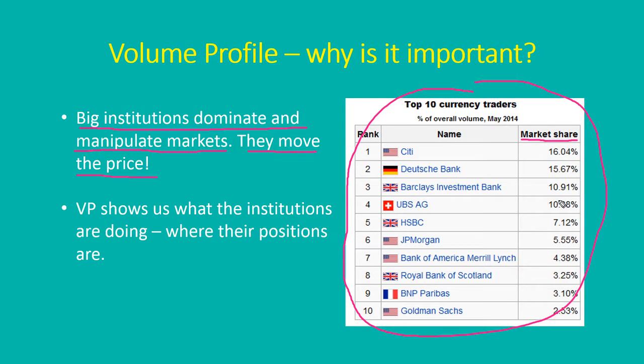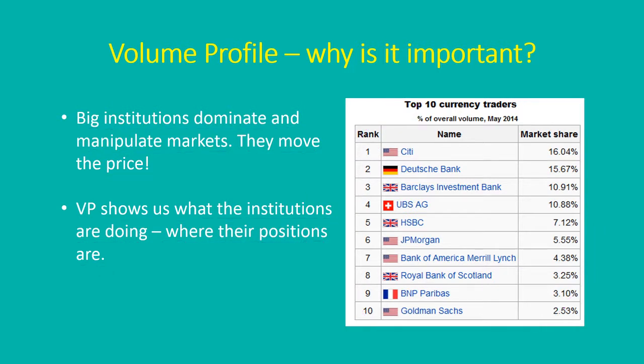And with volume profile, you can track those institutions. You can track their trading volumes because those are the guys who place most of the trades, who create most of the volumes in the markets. So when you look at volume profile, and the volume profile is thick at some place, which means that there are a lot of volumes, this means that those big financial institutions who move and manipulate the markets are active there and that they are entering their positions there. So volume profile is that important because it shows what the institutions are doing. It shows us where their positions are.